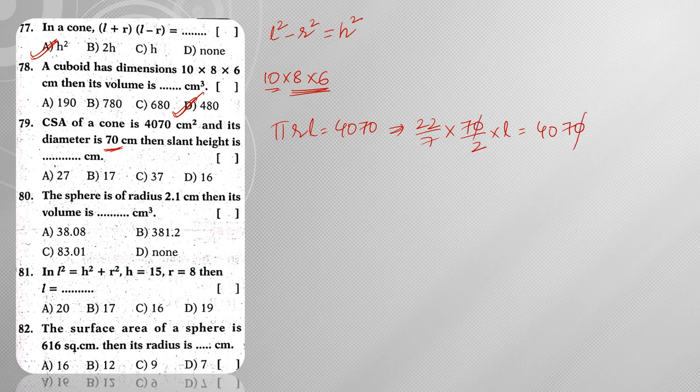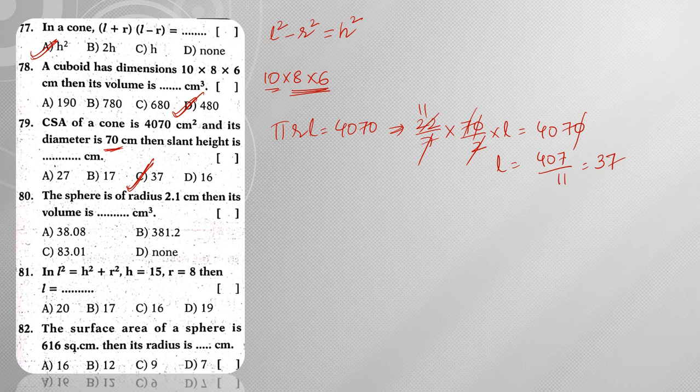So 10 10 I can cancel out here. Next, 7 also we can cancel out in 7 tables. So this goes 11 times. So L is equal to 407 by 11. So this gives me 11 3s are 33 and 11 7s are 77. Hence the answer is 37.